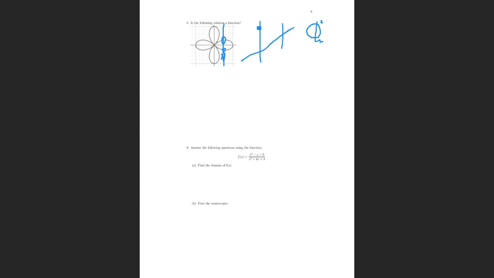Answer the following questions using the function. Find the domain. So the domain is actually really easy to find in these. The only time the domain ever doesn't exist, or there's an issue, is when the denominator is equal to 0, right? Or else it's always going to be defined. So let's set this denominator equal to 0.